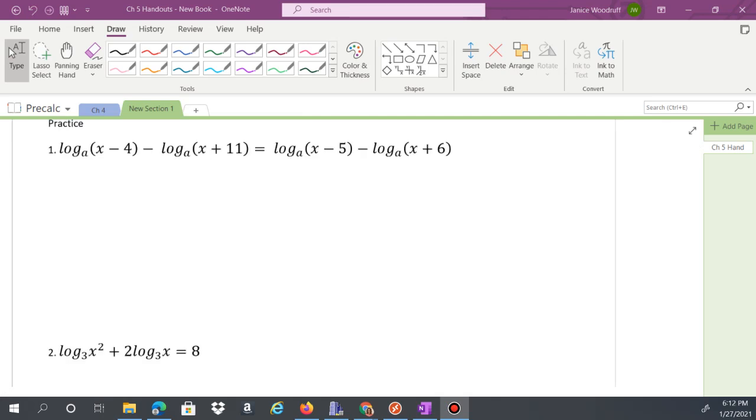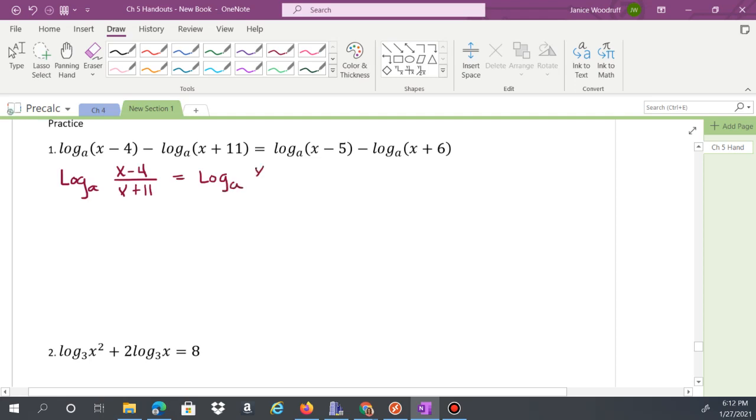Okay, let's go ahead and take a look at these. So for the first one, you're going to condense on both sides. So what that would look like is you're going to have log a of (x minus 4) divided by (x plus 11) equals log a of (x minus 5) divided by (x plus 6). Oh, we should probably check our restrictions here.